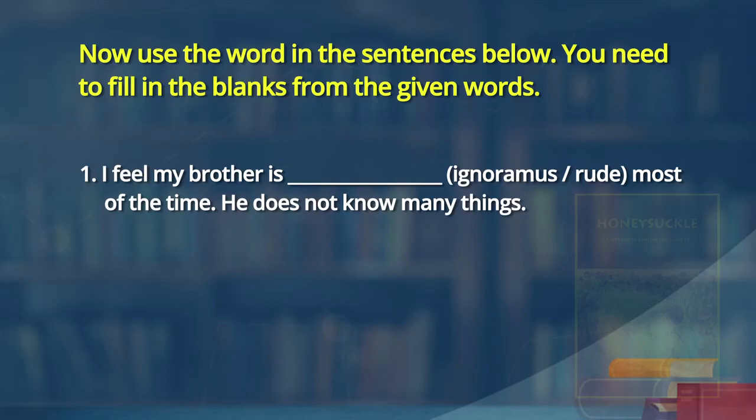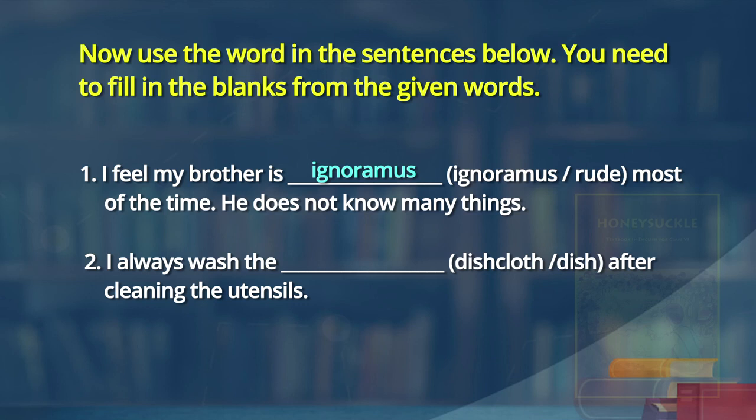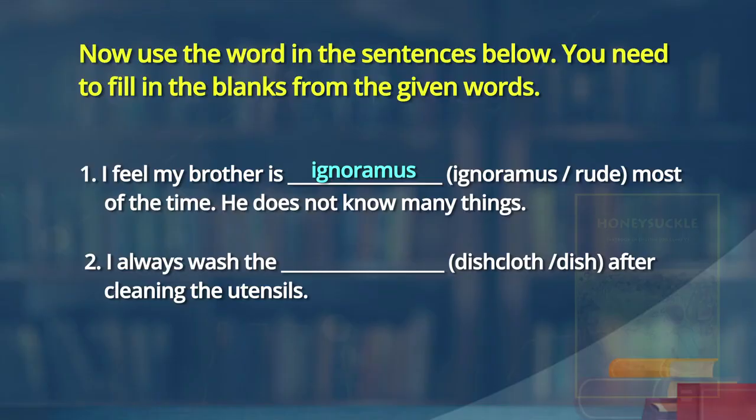I feel my brother is ignoramus or rude most of the time. He does not know many things. This would be, I feel my brother is ignoramus most of the time. He does not know many things. Fine. So, he does not know, so he is ignorant. Okay, fine. I always wash dishcloth or dish after cleaning the utensils. This would be dishcloth, because after cleaning the utensils, it is necessary to always wash the dishcloth. Okay, read the full sentence. I always wash dishcloth after cleaning the utensils.